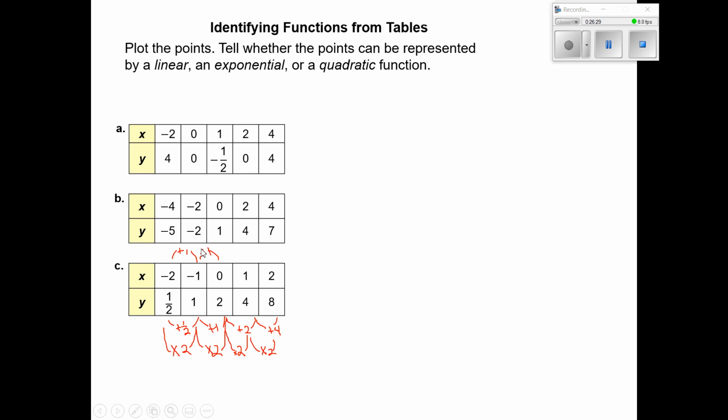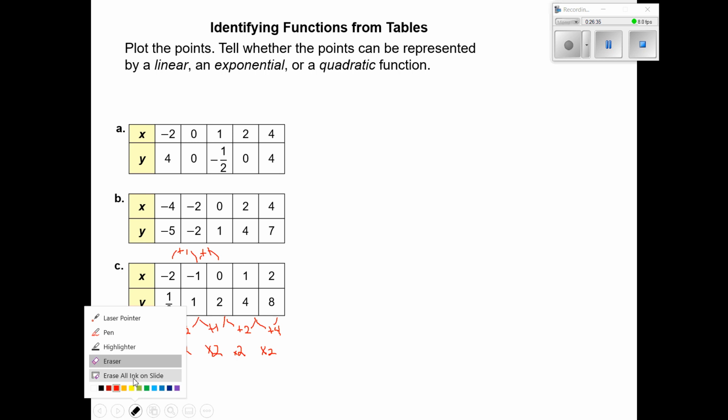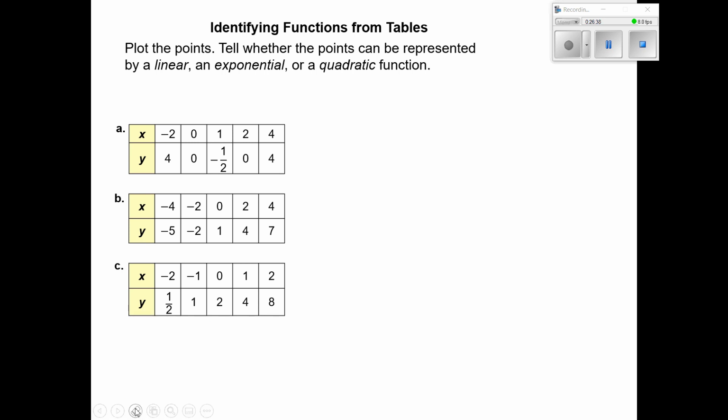All right, next we've got, I have to erase some of this. Sorry. I guess I could have done that by just that. All right. And now we're going to work these. It says plot the points, tell whether the points can be represented by linear, exponential, or quadratic. All right. So let's look at the first one.